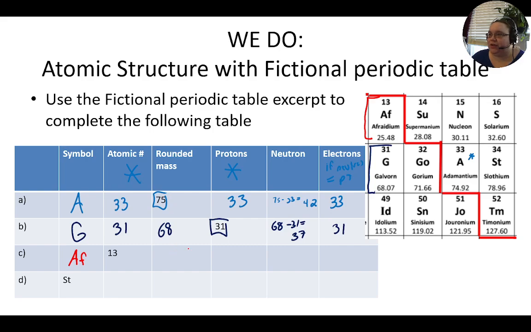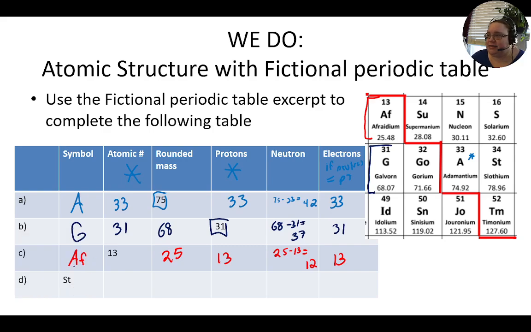So its rounded mass, 26.98, rounds to 27. Protons is 13, electrons is 13, neutrons is 27 minus 13, so 14. So notice your neutrons don't always equal your protons. Sometimes they do, especially for some of the smaller elements, but that is not an always sort of thing.